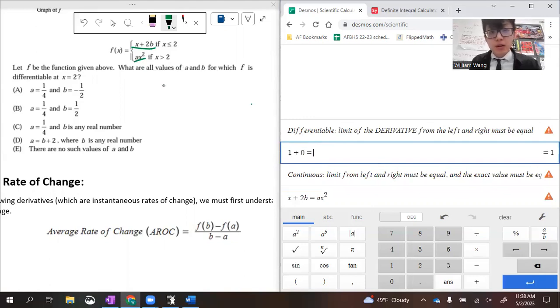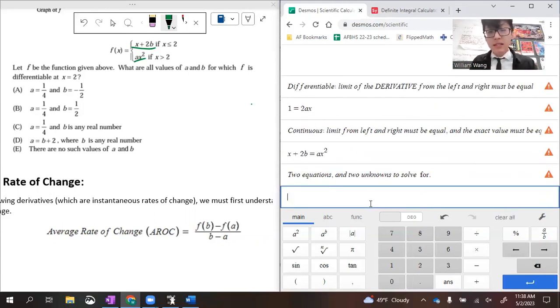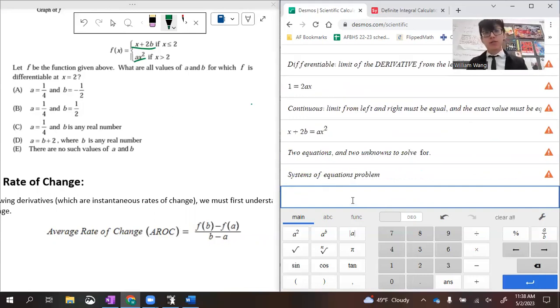Well, if a is some number, ax squared, that's just going to require a power rule. So when I do power rule, it's going to be 2ax to the first power. Right, so let's simplify that equation. It's 1 is equal to 2ax. Cool, this is nice because I have two equations and two unknowns to solve for. This is basically a systems of equations problem now that you might get on like the SAT or that sort of stuff.